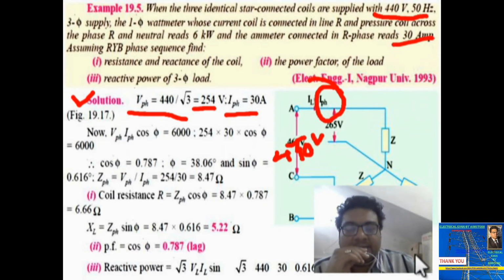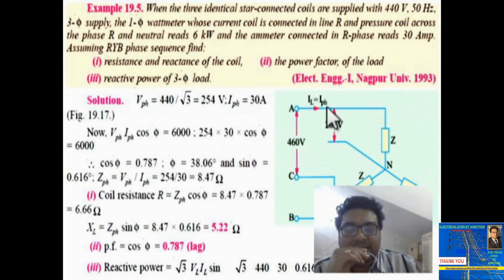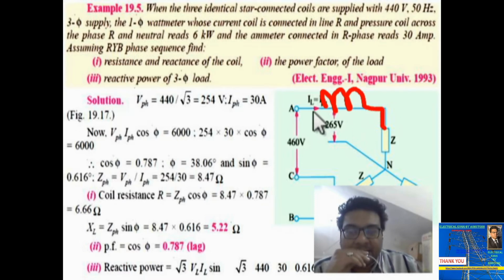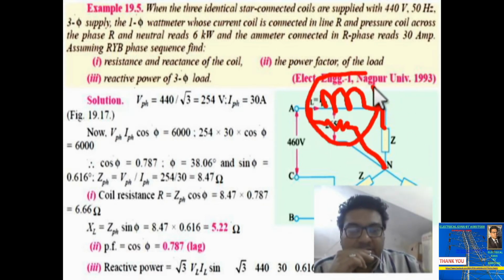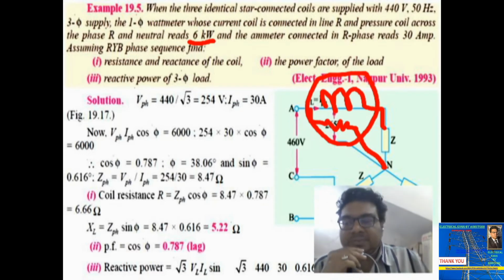And then there is a wattmeter connected, the current coil of the wattmeter connected in series with this line R or A, and the potential coil, the pressure coil, is connected from this phase to neutral. This wattmeter will read the single phase power, that is 6000 watt or 6 kilowatt. Then you can use the formula for that.